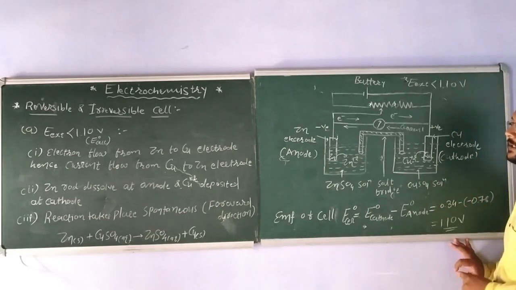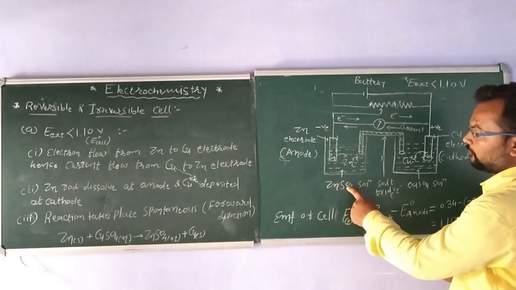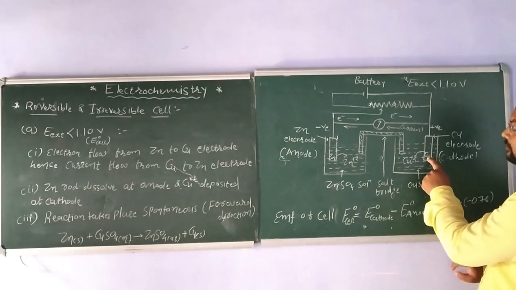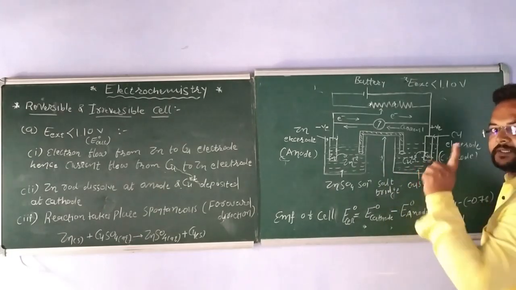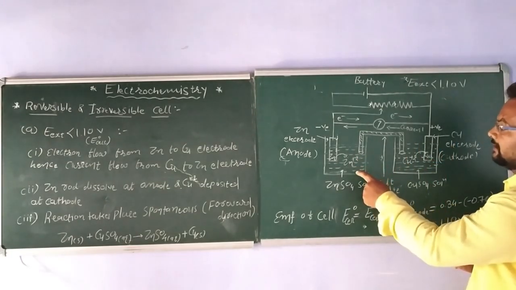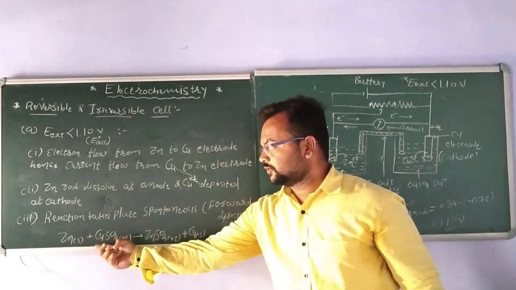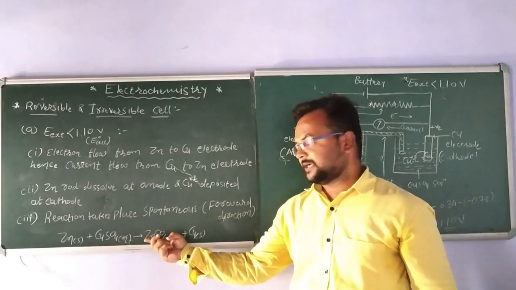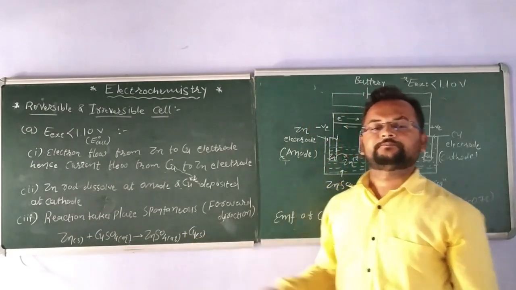The second result is that zinc is oxidized into Zn+2 and dissolves in the ZnSO4 solution, and Cu+2 gains 2 electrons and is converted into solid Cu, deposited on the copper electrode. The third result is that oxidation and reduction reactions take place spontaneously, that means the reaction proceeds in the forward direction. So the reaction is Zn solid plus CuSO4 aqueous gives ZnSO4 aqueous and Cu solid.